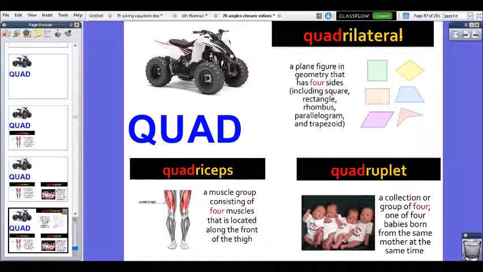Finally, my favourite one is quadrilaterals. Quadrilaterals are basically four-sided shapes in mathematics. So quad means four, and that's an easy way to remember what a quadrilateral is. Quad means four.